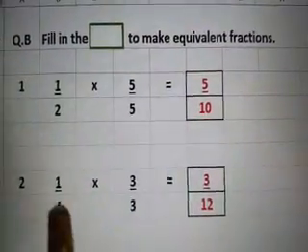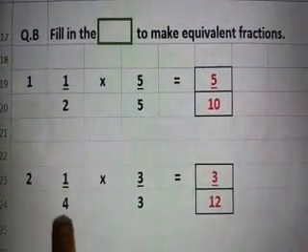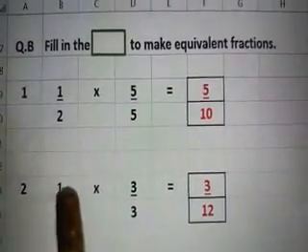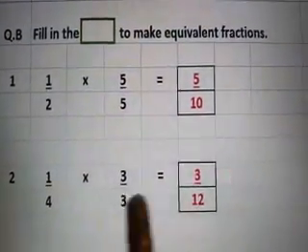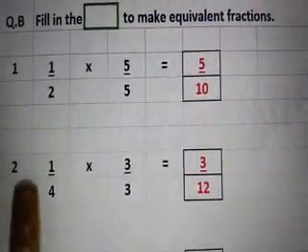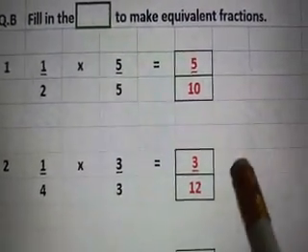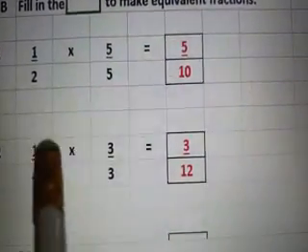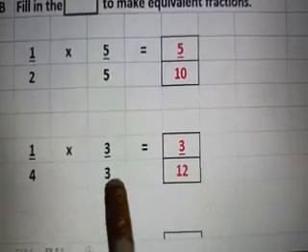Now second part is 1/4 into 3/3. So 1 is multiplied by 3 is 3 and 4 is multiplied by 3 is 12. So the equivalent fraction of 1/4 is 3/12. So what is the rule? We multiply numerator and denominator by the same number.